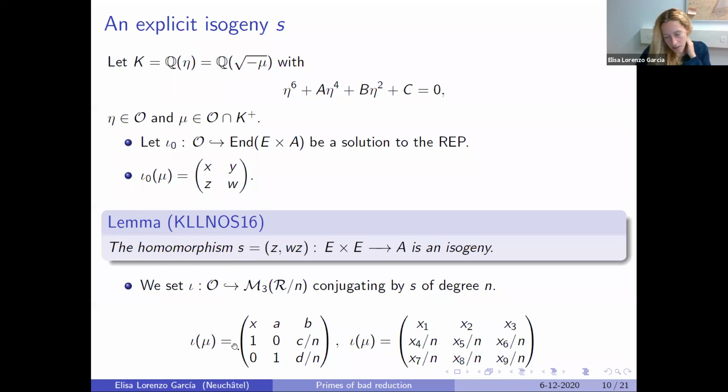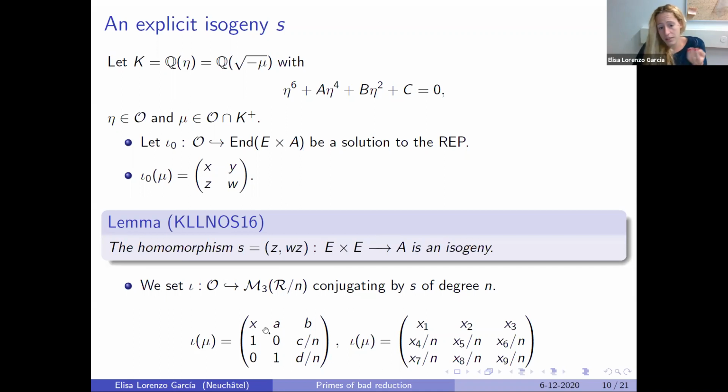And the image of this solution to the YEP, for mu, looks like this. This part is nice because S is constructed with some pieces of iota 0 of mu, so when I conjugate, I get some nice relations. And then iota of mu is an ugly thing like this. So basically, if we want to compute solutions to the YEP, we have to find the image of, oh sorry, here it is eta, not mu. So I'm looking for the image of mu and the image of eta.